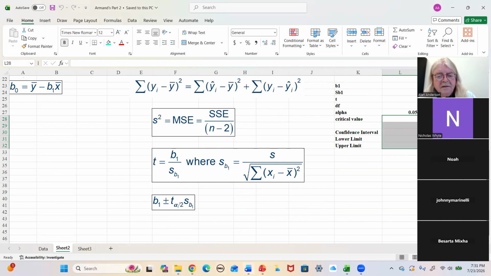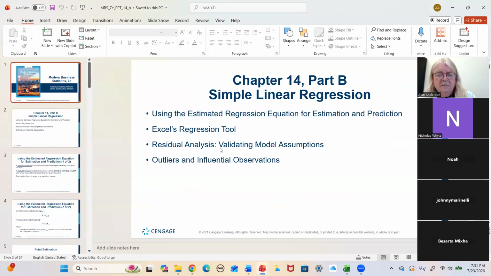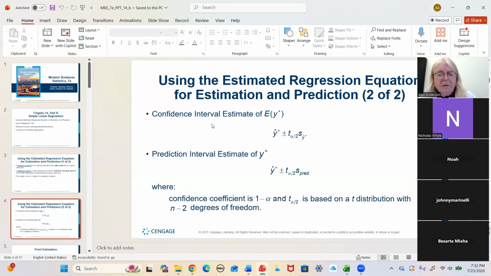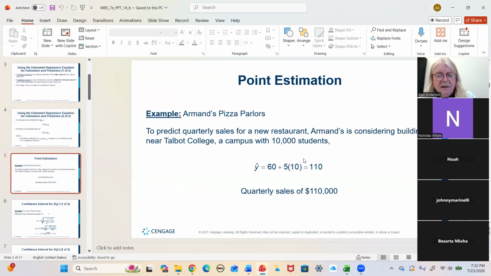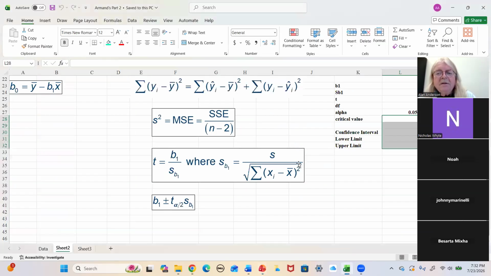Let's see what's coming up next. So we're going to have a confidence interval here. We're also going to create something called a prediction value or interval, and we're going to see how they're calculated. Now, the formulas look pretty scary. All right, very scary. So we're going to do these in Excel. Excel doesn't have this, but we're going to do it anyway.